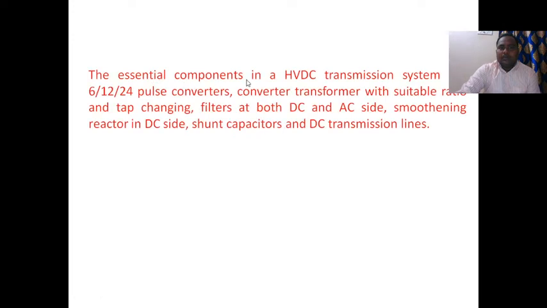The essential components in an HVDC transmission system are 6 or 12 or 24 pulse converters, converter transformer with suitable ratio and tap changing, filters at both DC and AC side, smoothing reactor on the DC side, shunt capacitors and DC transmission lines. Normally the pulses are 6 or 12 or 24. Whenever we increase the pulse number, the requirement of filter circuits reduces.